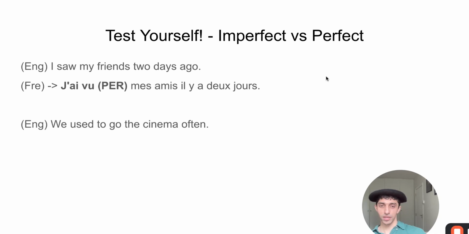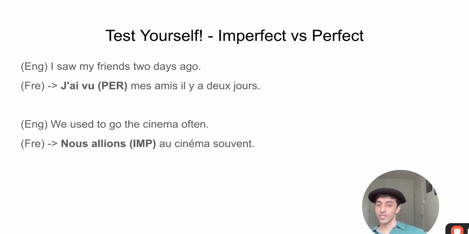Okay, let me show you the answer now. This one is the imperfect tense. The reason why is because it's a regular or repeated action in the past. Often is the word that also reveals that it should be a regular or repeated action in the past, or makes it clearer that the imperfect tense is more appropriate to use. So the translation is nous allions au cinéma souvent. Nous allions souvent au cinéma in French. Nous allions, that's the imperfect tense from the verb aller, to go.